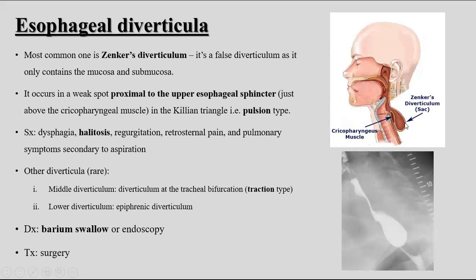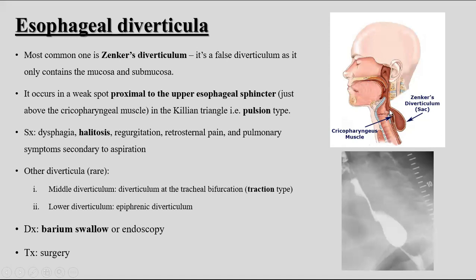Regurgitation. Obviously this food can also move out, because even though it's here, the peristalsis will still go on, so the pressure can make the food come up. You're going to feel retrosternal pain, and if it actually moves out and comes into the trachea over here, it can cause pulmonary symptoms like aspiration or aspiration pneumonia. So this is the main one that you have to know.